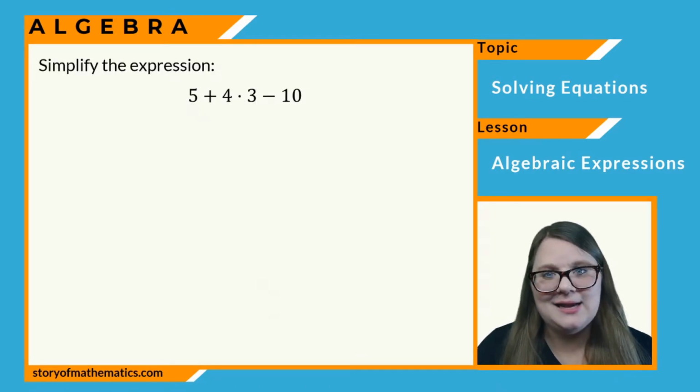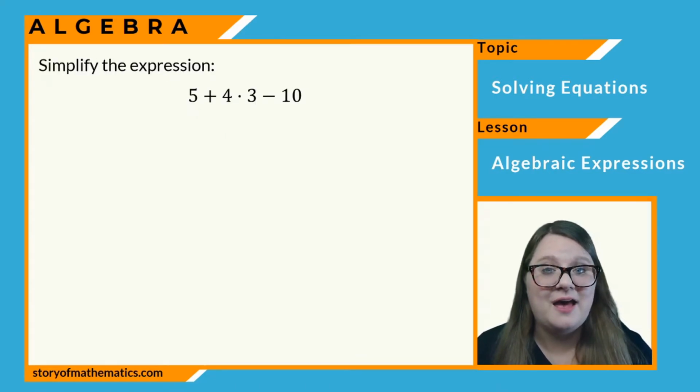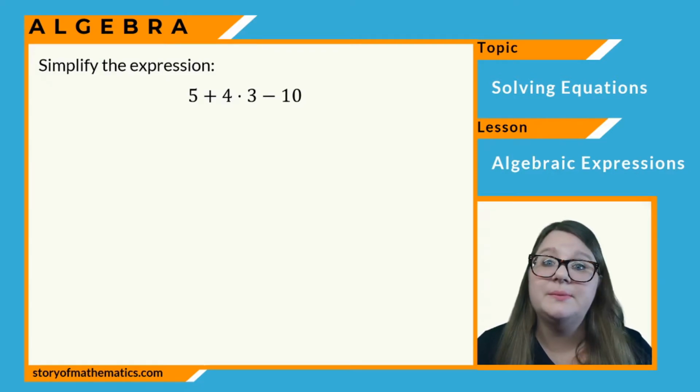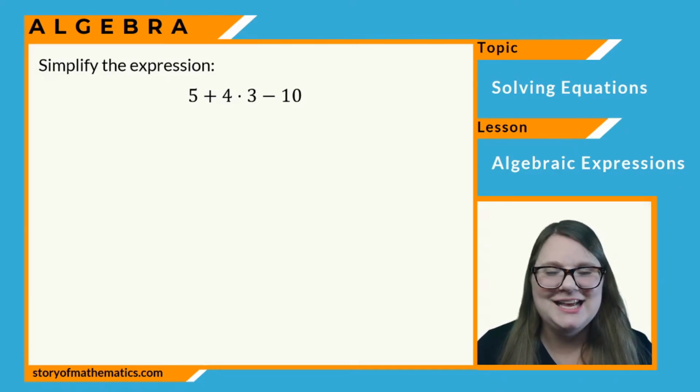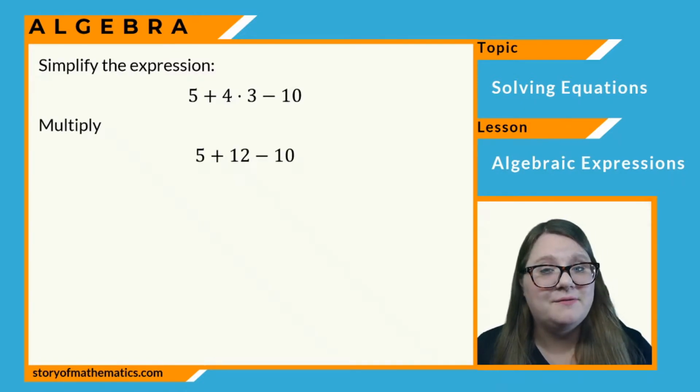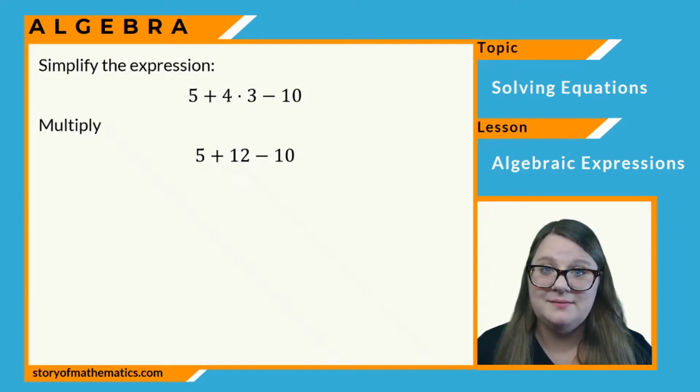So let's take a look at an example problem. This one is 5 + 4 × 3 − 10. There aren't any parentheses or exponents, so I'm going to jump straight into multiplication and division. In this case, I just have to multiply 4 times 3 to get 12. My new expression is 5 + 12 − 10.